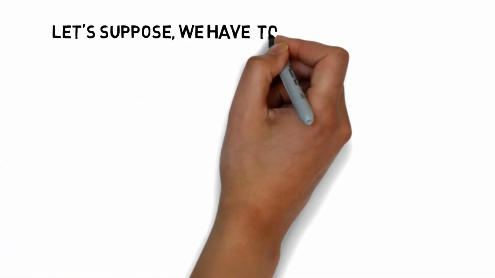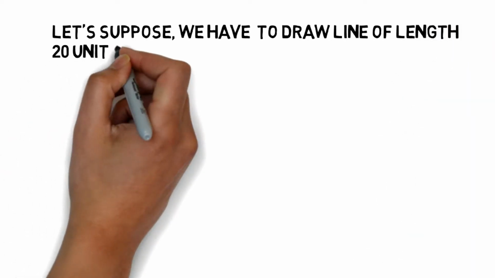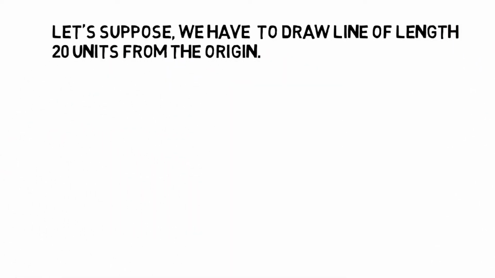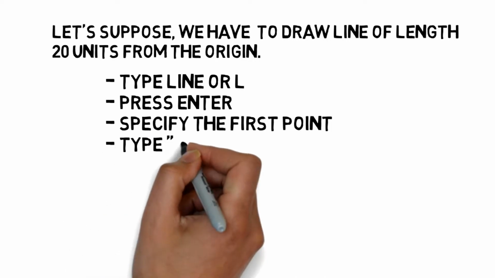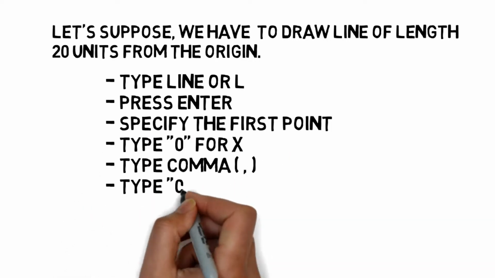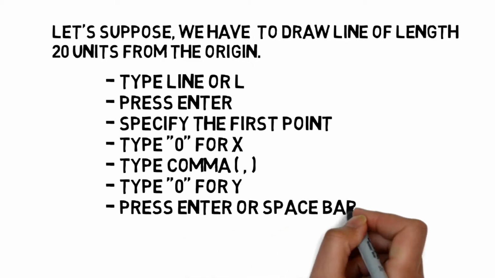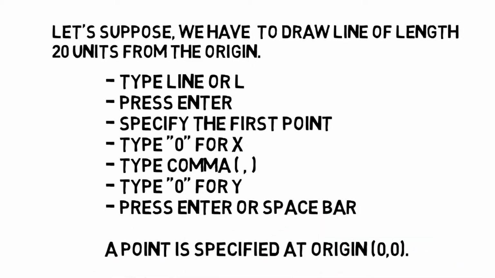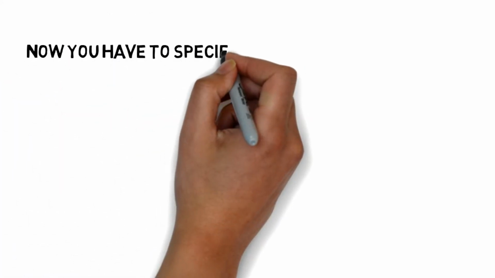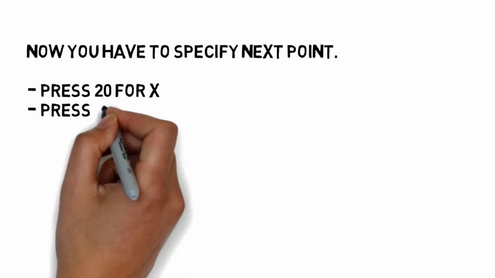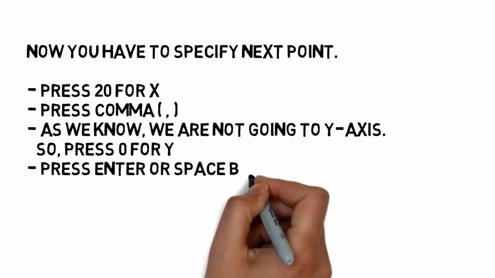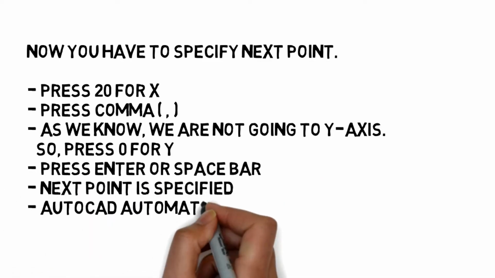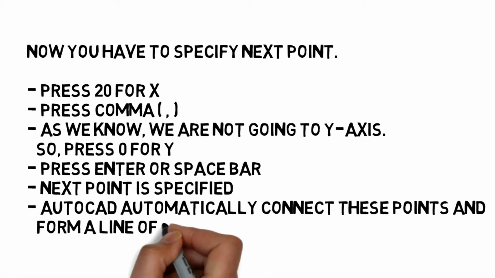Let's suppose we have to draw a line of length 20 units from the origin. Type line or L, press enter. Specify the first point: type 0 for X, type comma, type 0 for Y, press enter or spacebar. A point is specified at origin. Now you have to specify the next point: type 20 for X, comma. As we are not going along the Y-axis, type 0 for Y, press enter. The next point is specified, and AutoCAD automatically connects these points and forms a line.